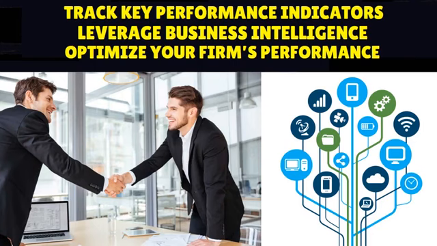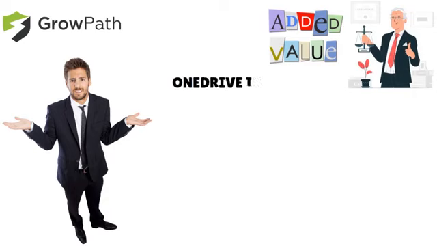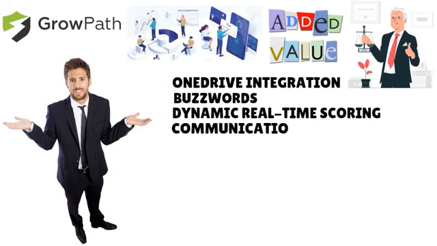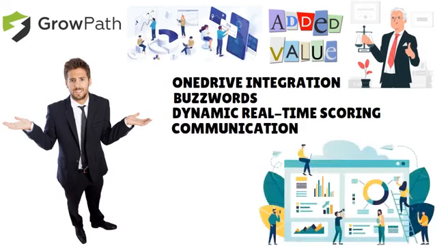So when you think about GrowPath, what we love about GrowPath is that you are able to use the software no matter the size of your business, no matter your law firm's size. Okay. Whether you're big or small, it's not a problem. And in addition to that, you can use GrowPath as an added value when it comes to your law firm's productivity. Why? Because you have OneDrive integration, you have buzzwords, you have dynamic real-time scoring, you have matter trackers, you have communication, you have analytics, you have smart reminders. So the smart reminders within GrowPath allow you to never miss an important meeting.